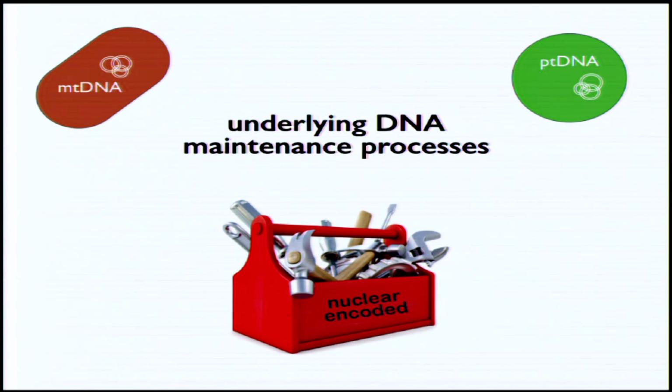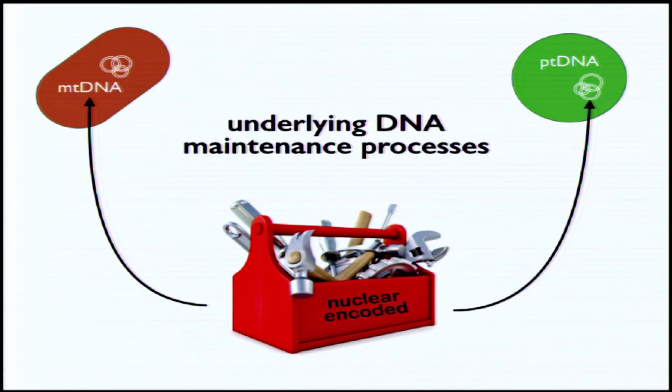So what we do know is that in plants and algae, many of the nuclear-encoded mitochondrial-targeted proteins that are involved in repair, recombination, and replication have paralogs that are targeted to the plastid. And a large proportion are dual targeted, so they're targeted to both.